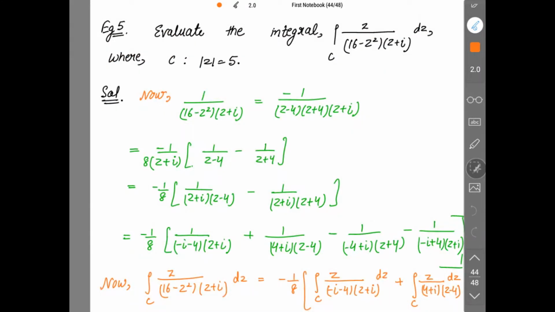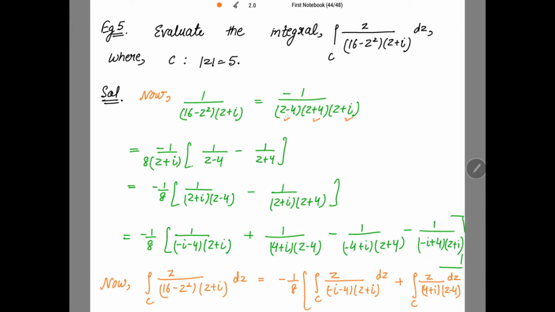Alright, evaluate the integral. The integral is the same, and the points are also the same, that is plus minus 4 and minus iota. But all the points now lie inside the circle. Why? Because the circle is changed. Mod z is equal to 5, having the radius 5. So plus 4, minus 4 and minus iota, all these points lie inside the circle.